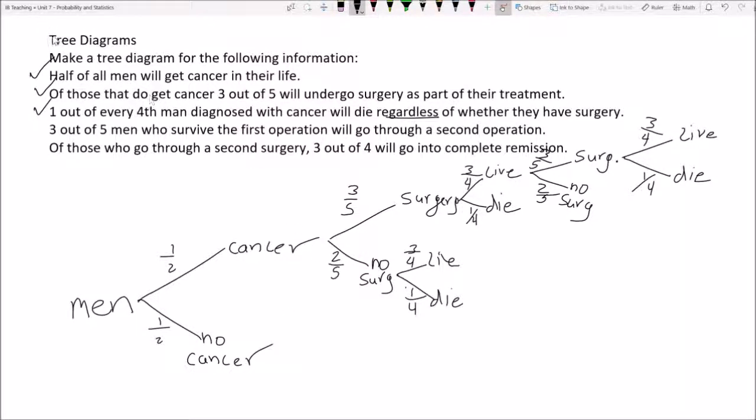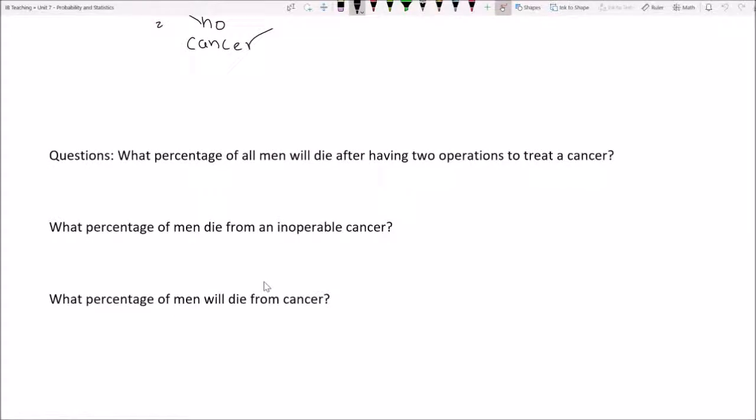Okay, and so this is a lot of information over here. If we take this information and have to do questions on it on our own, it's really hard to weed through all that information. But if we are able to get a diagram like this, we're able to answer questions. So let's try to answer those questions now. Questions. What percentage of all men will die after having 2 operations to treat a cancer?